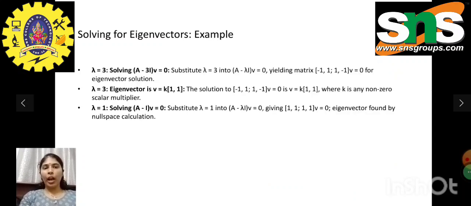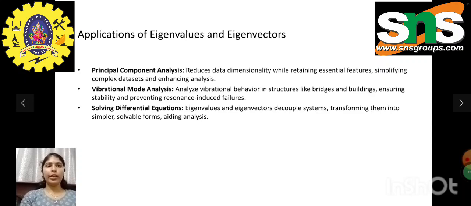Next is solving for eigenvector. First we are applying lambda equal to 3. So we get the matrix with minus 1, 1, 1, minus 1 as the values. On solving that, we will get the eigenvector equal to 1, 1. Next, on applying lambda equal to 1, we will get 1, 1, 1, 1, which gives the null space. When we get 2 rows or 2 columns identical, then the determinant of that matrix will be equal to 0.